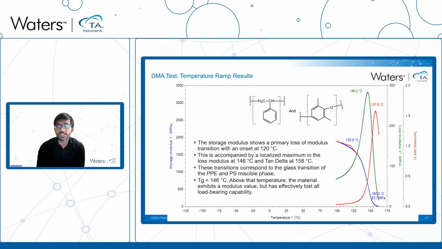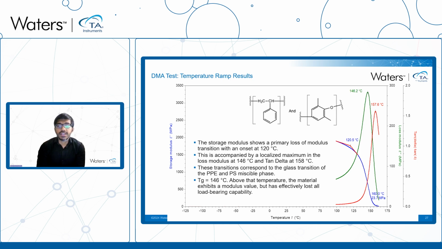And above that temperature, the material had effectively lost all of its load-bearing capacity, as you can see here from the trend in the storage modulus. The presence of a single glass transition temperature indicated that the two polymers are homophasic.